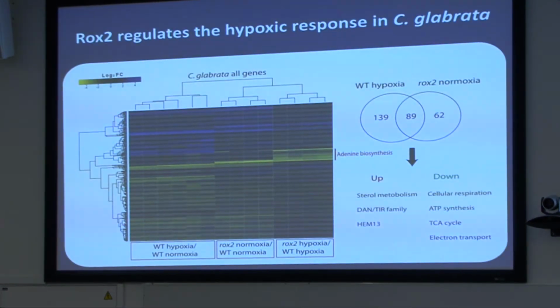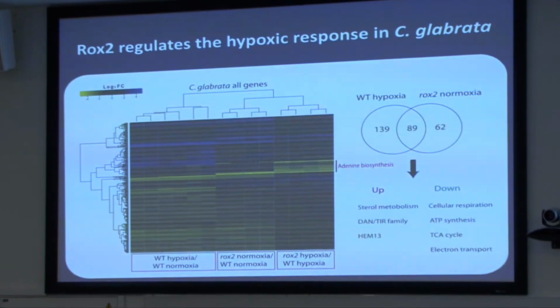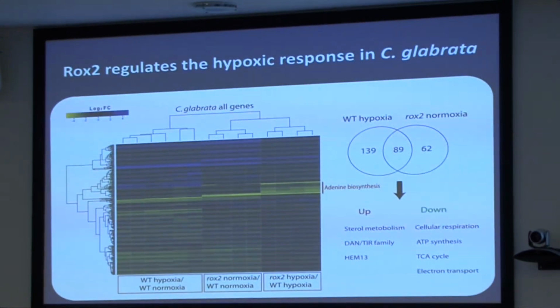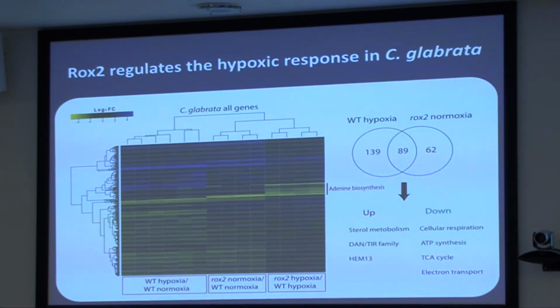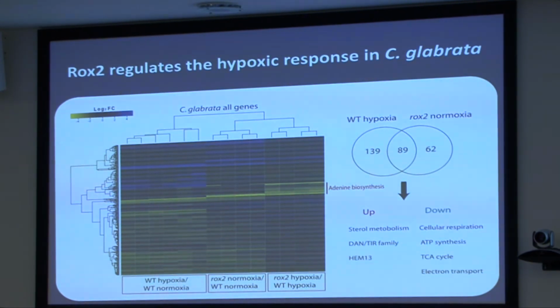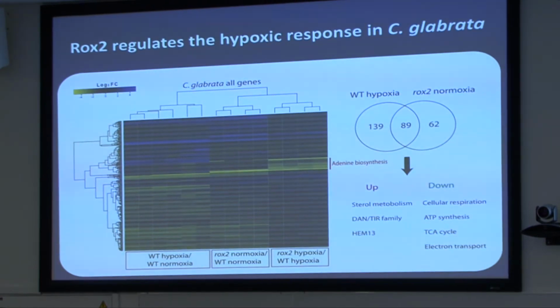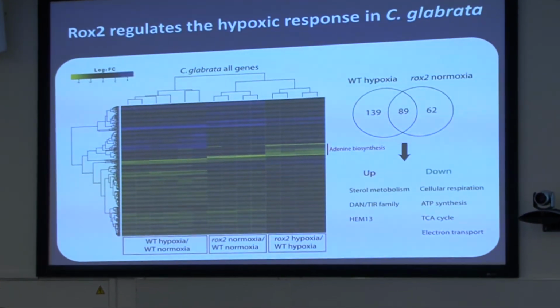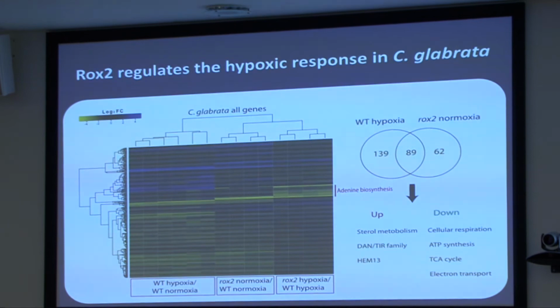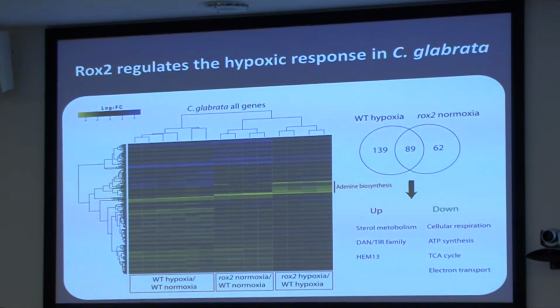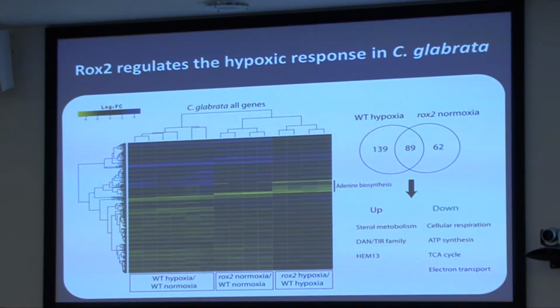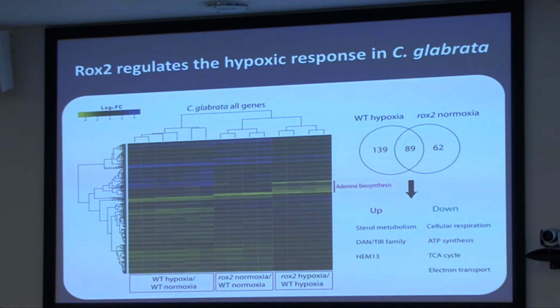We carried out a microarray and investigated the hypoxic response for Candida glabrata, which is very similar to most other fungi. We compared the wild type hypoxia profile and the ROX2 deletion profile, and we found 89 overlapping differentially expressed genes, with upregulation of sterol genes and heme genes. This suggests ROX2 in Candida glabrata is the repressor of the hypoxic genes.